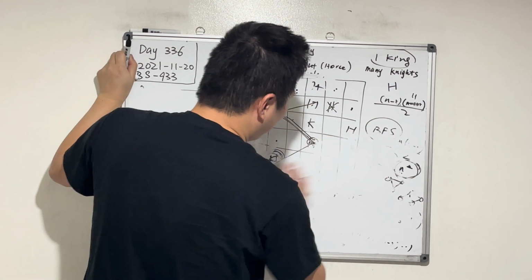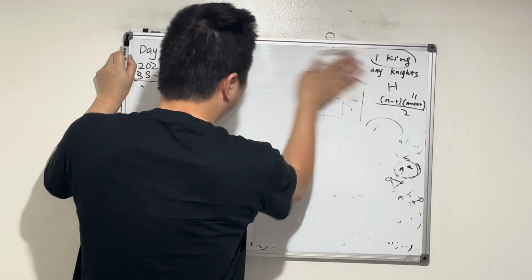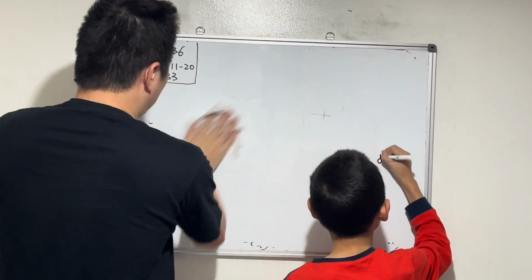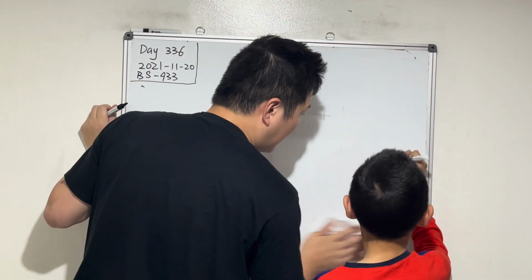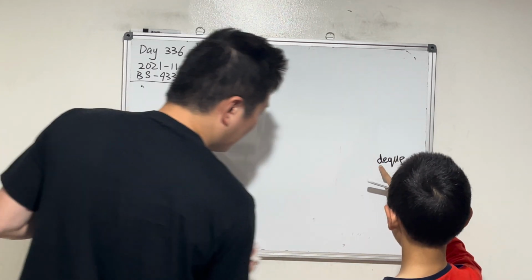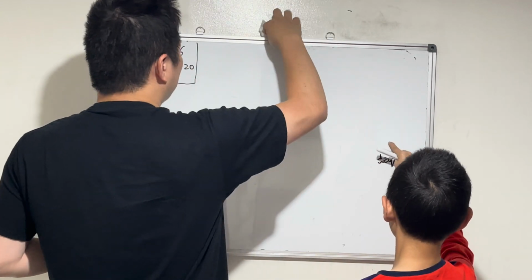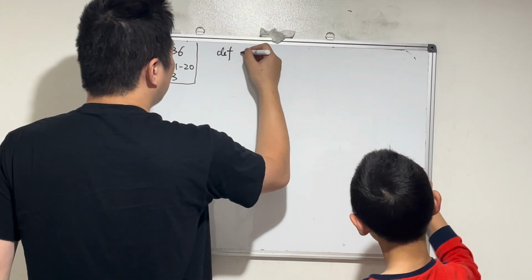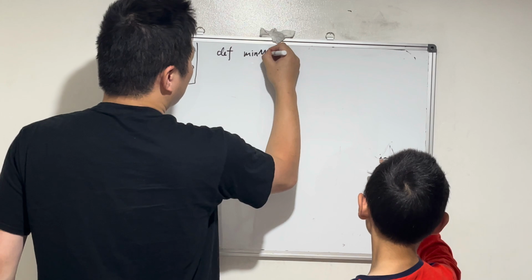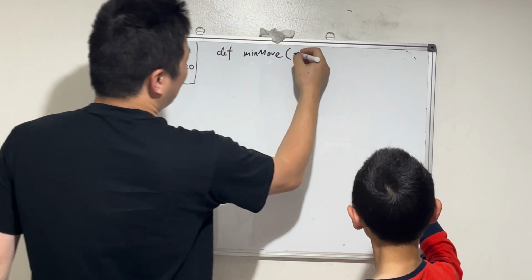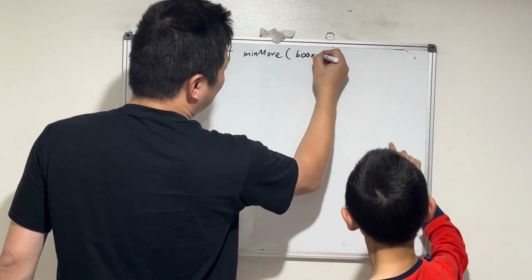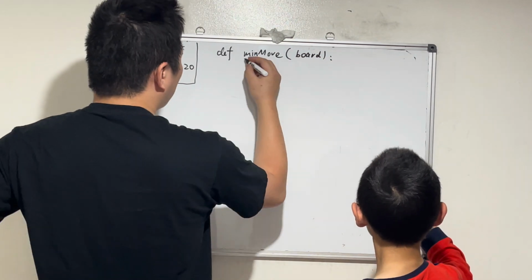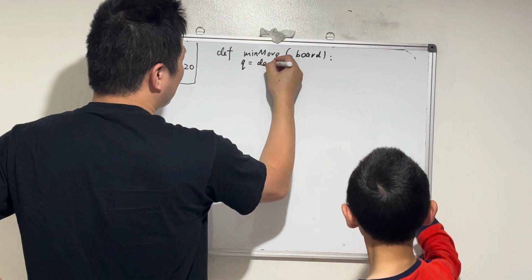We use the deque. How do you define a deque in Python? deque. And what's a queue? First in, first out. Okay. Define, let's say, min move, and we have a board. You know the chessboard. Right? So Q equals deque.